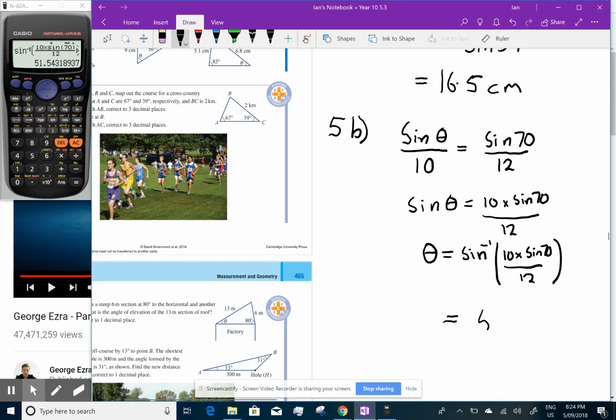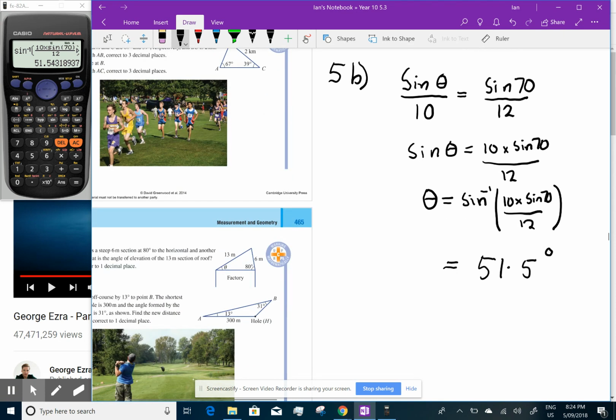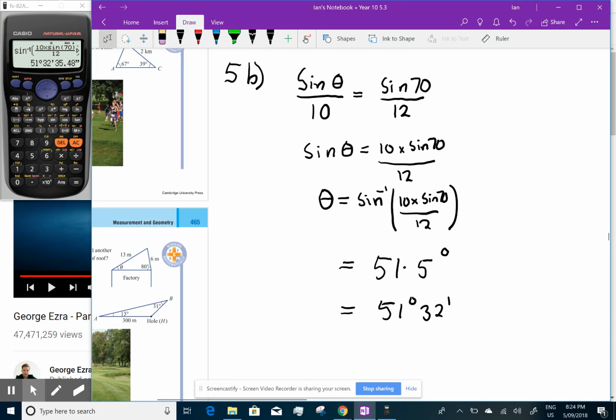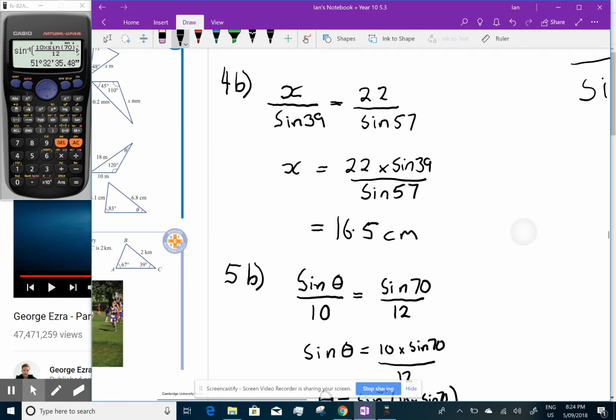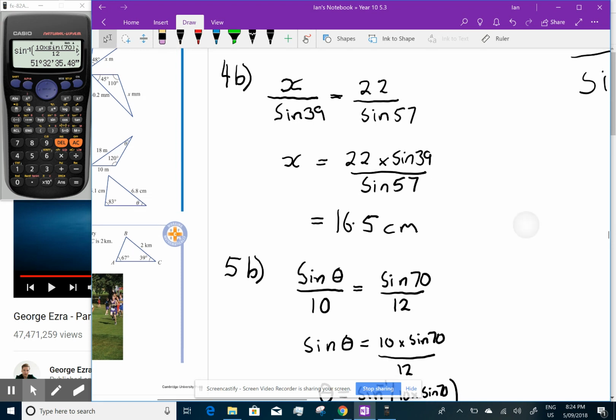51.5. Now they ask for it to be one decimal place, 51.5. But I like to have mine in degrees, minutes and seconds. So I just hit my degrees, minutes, seconds button and I get 51 degrees, 32 minutes and 36 seconds. I rounded it up. And that's how you find an angle. The two methods using the sine rule. And remember, a good method is to always write your pronumeral on top.